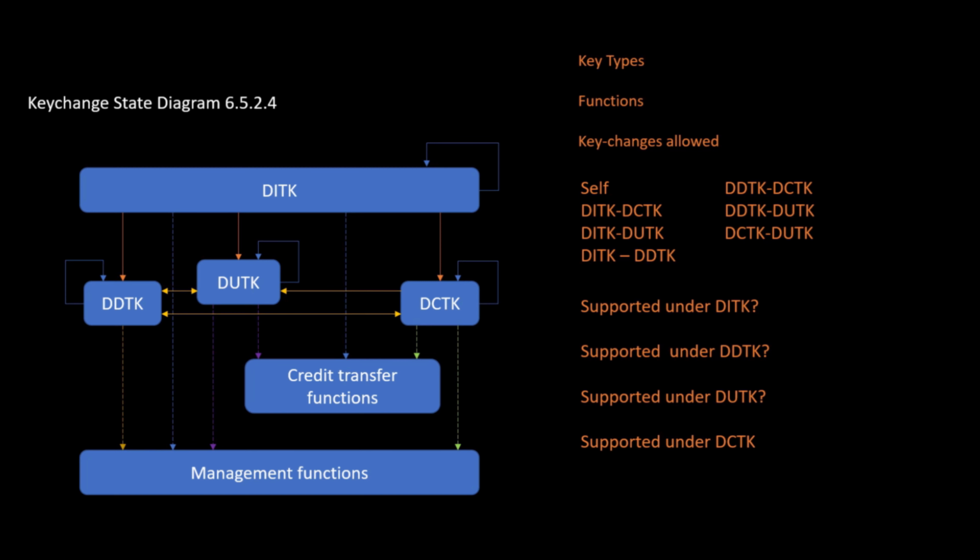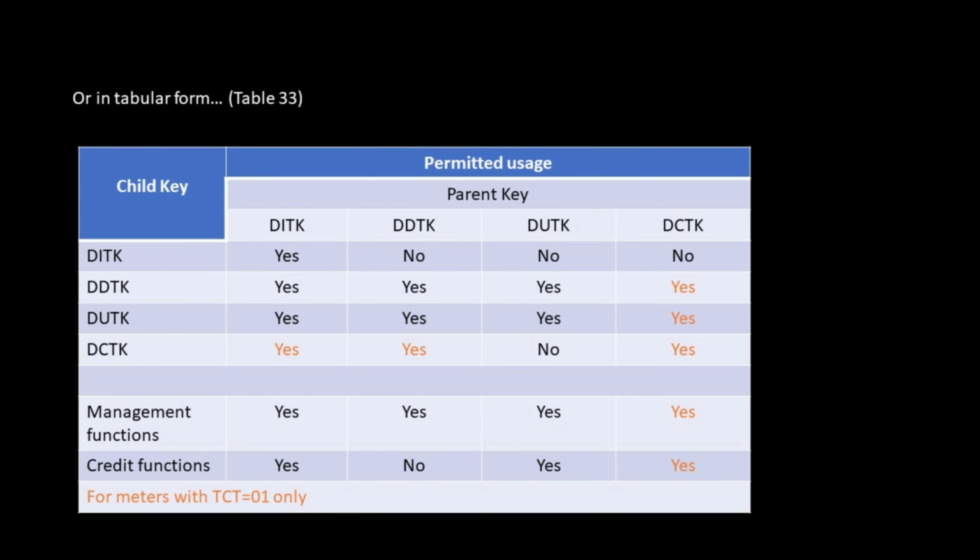Or in tabular form, and that you can find in table 33 of the IEC spec. If you look at the parent key and the child key, you can go from DITK to DITK, you can go from DDTK to DITK, etc., etc. You can't go from DD to DI. So in fact, from any of the DD, DU, or DC, you cannot go back to a DITK. All the ones that are in orange are for meters with token carrier type 01 or the MAG card only.